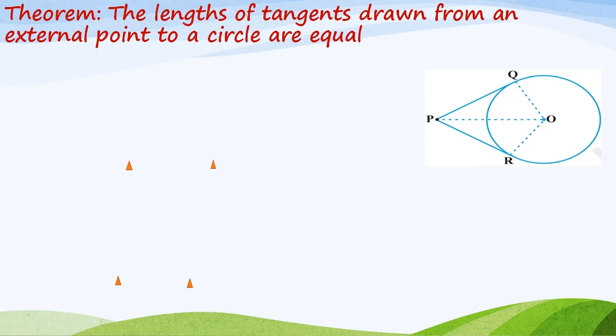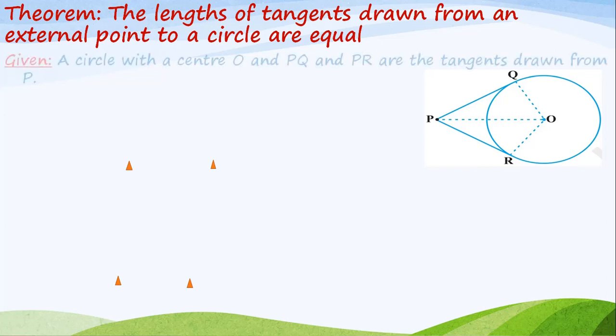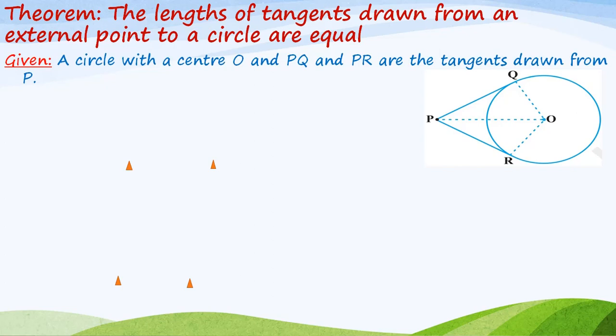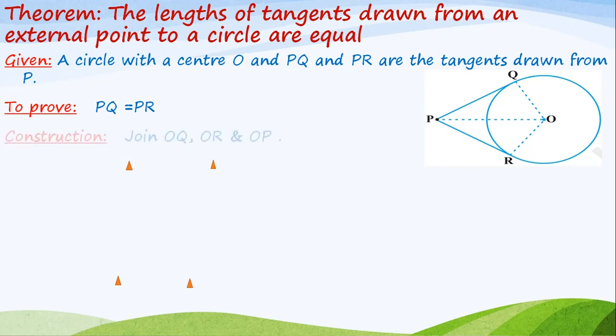This is the given data: a circle with center O, and PQ and PR are the two tangents drawn from external point P. Next, we have to prove that these two tangents are equal, meaning PQ is equal to PR. This is what we have to prove.